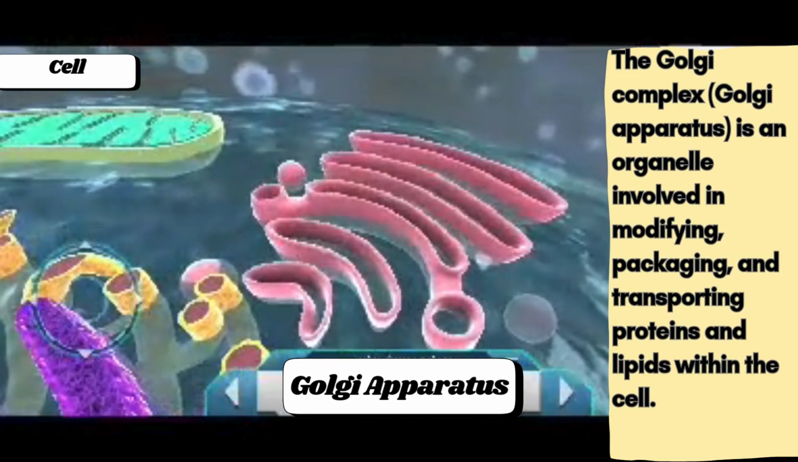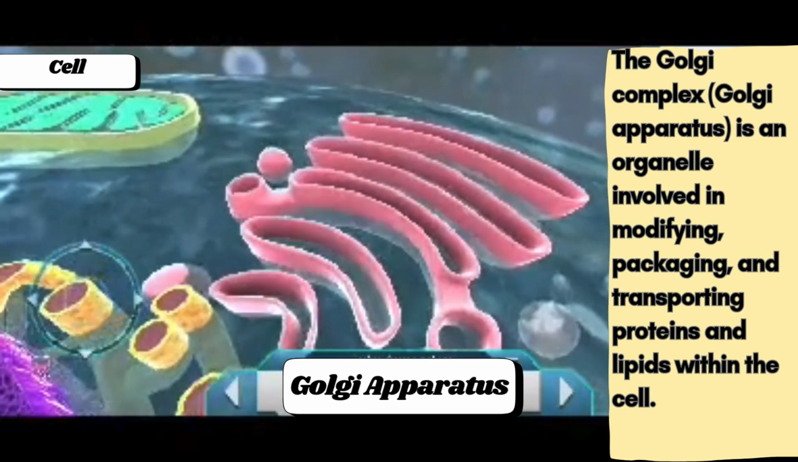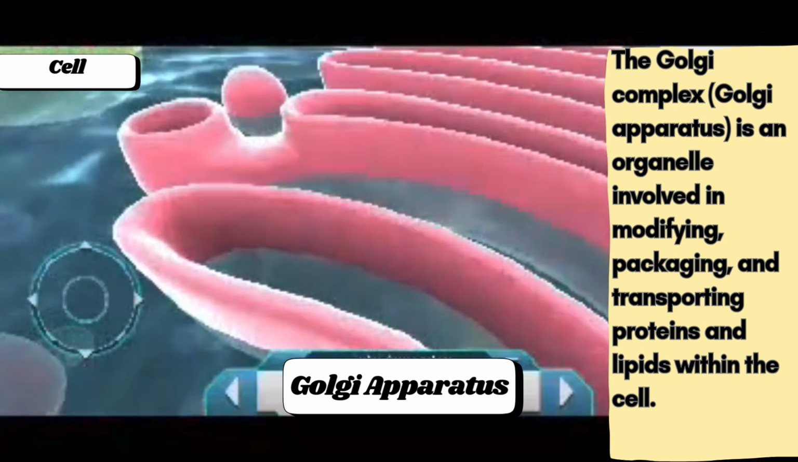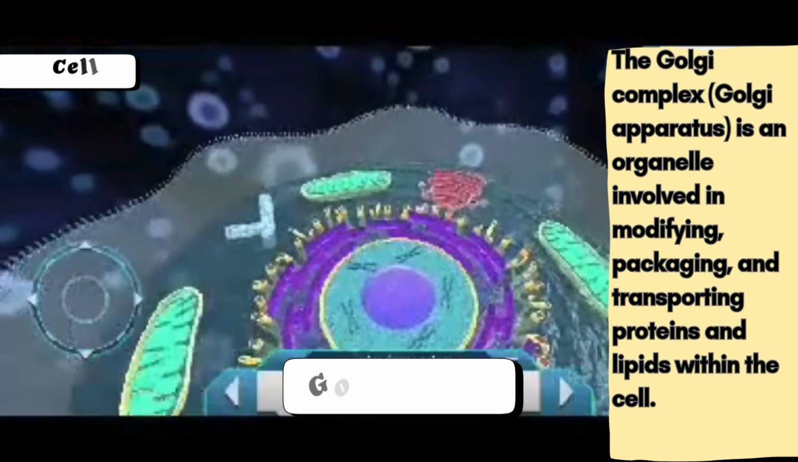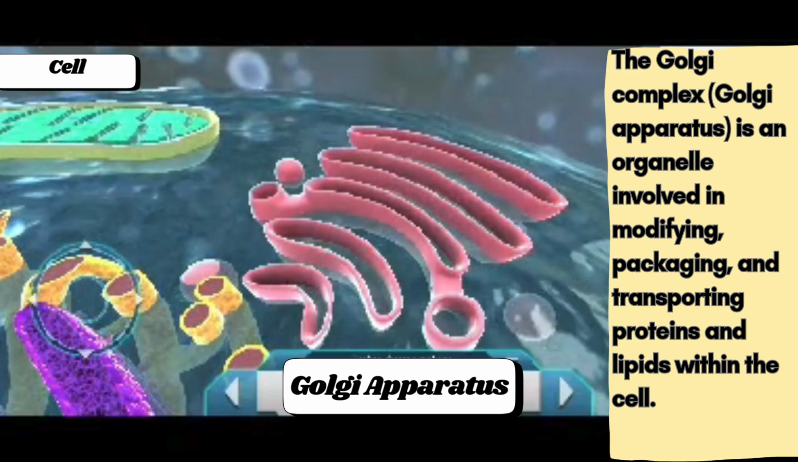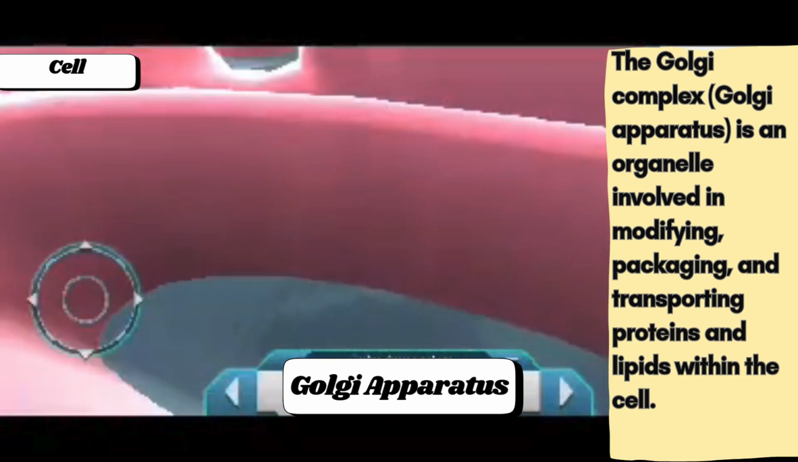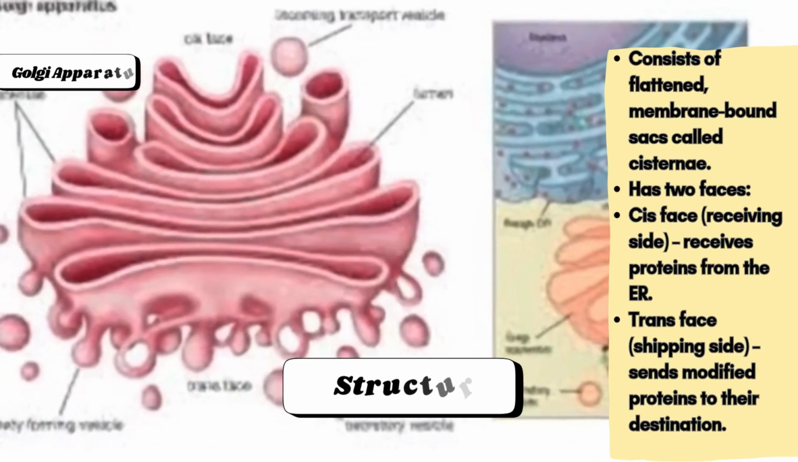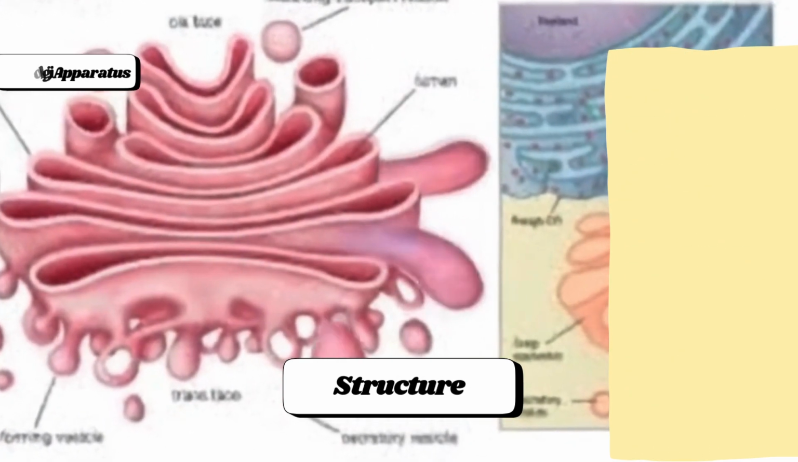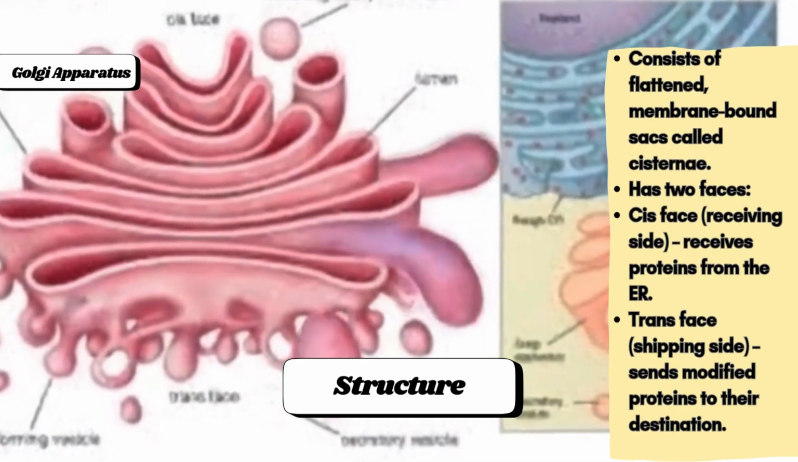Golgi apparatus was discovered by Camillo Golgi. It is present in all eukaryotic cells. Like endoplasmic reticulum, Golgi apparatus is also a collection of flattened sacs like cisternae. However, in Golgi apparatus, many cisternae are stacked over each other. They are constantly formed at one end and break up into vesicles at the other end.